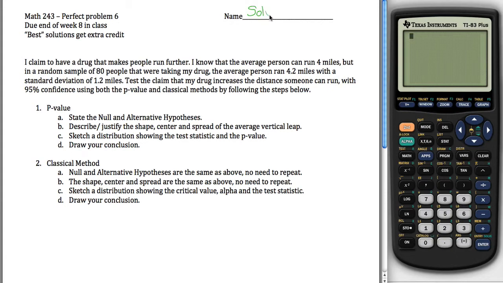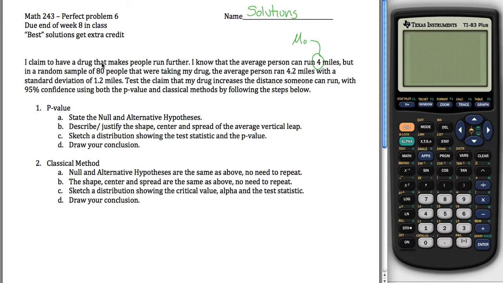All right, here are solutions for perfect problem 6 for Math 243. So what's going on here? I claim that I have a drug that makes people run further. I know that the average person can run 4 miles. Sounds like a population average. You'd think it should be mu, but we actually want to use mu for something else. So we're going to call it mu naught.